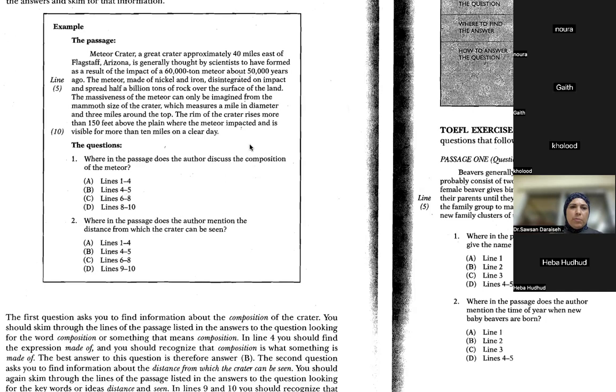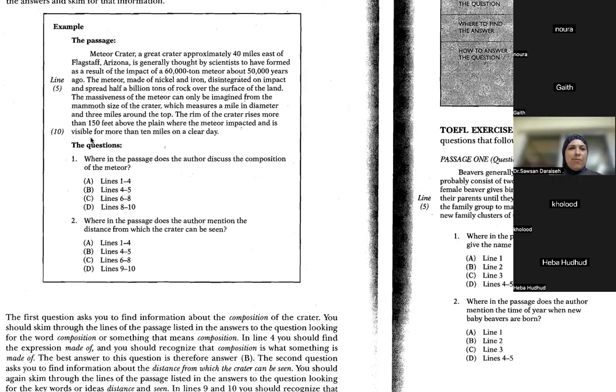Lines 9 and 10. Yes, because here he talks about the rim of the crater, 150 feet above the plain where the meteor impacted, and it is visible. See, we're talking about where it could be seen for more than 10 miles on a clear day. So it says again, where in the passage does the author mention the distance?